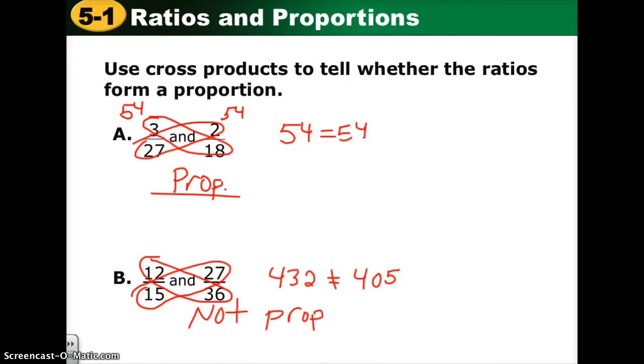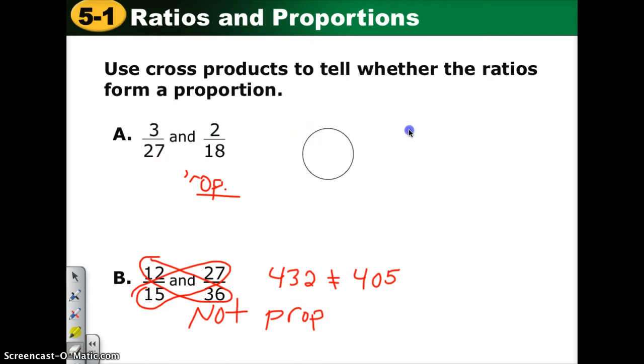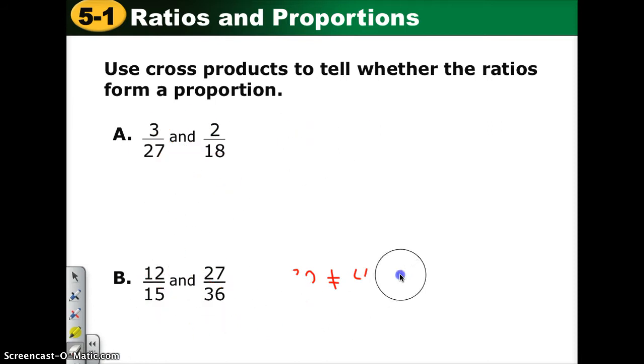A lot of people prefer to use cross products because we like to multiply, and sometimes we prefer that over simplifying. It may be easier because we don't have to worry about reducing as far as possible. But you can choose to use either method. We will be using cross products a lot in upcoming lessons to solve problems.